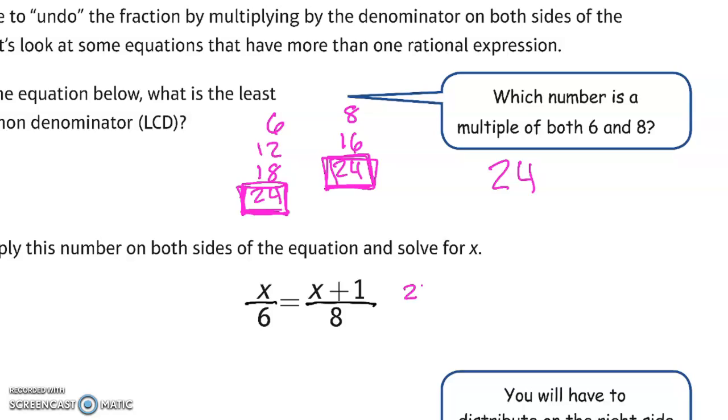So I'm going to multiply by 24 on both sides. Why 24? We chose 24 because that is the next thing that happens. It's called an LCD, the least common denominator. So 6 and 8 both go into 24. We're going to multiply by 24 to clear that out.